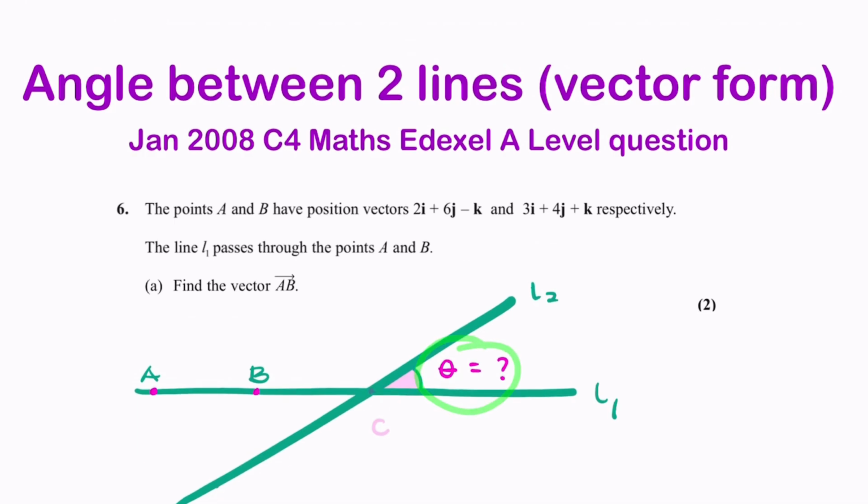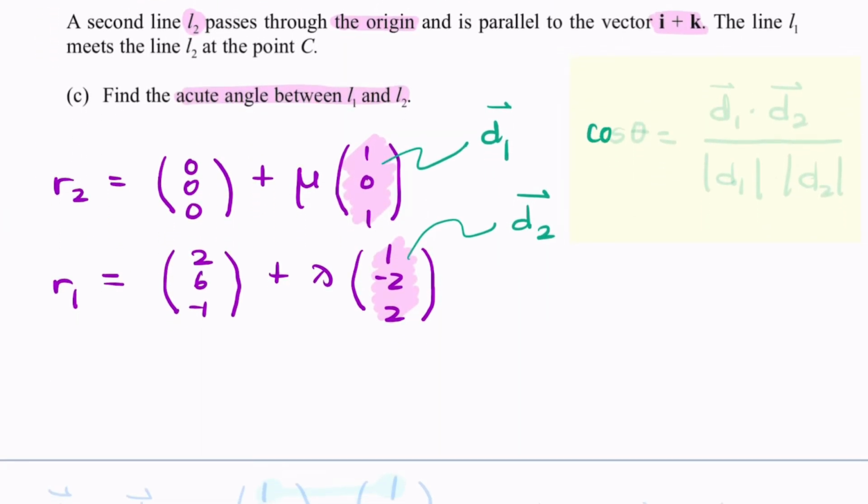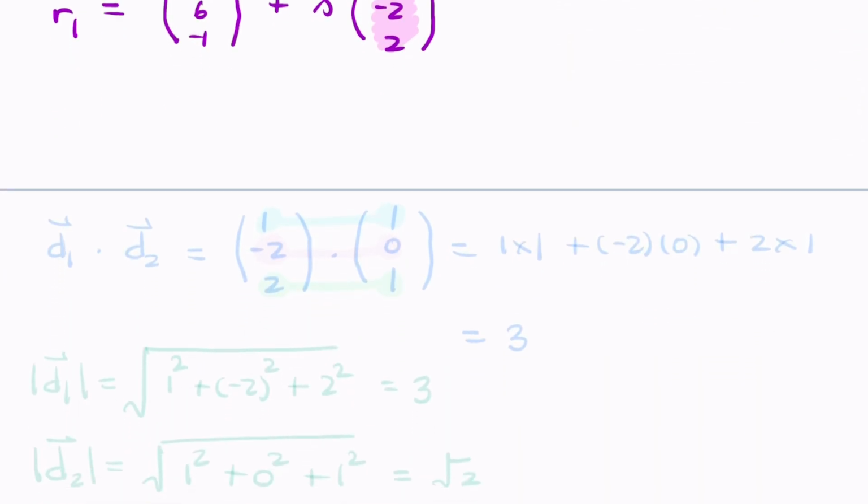And the formula for that is cosine theta equals the dot product of the two directions, that's the scalar product, divided by the product of the magnitudes of the two directions. And each of these we can find separately rather easily. So let's start with the dot product.